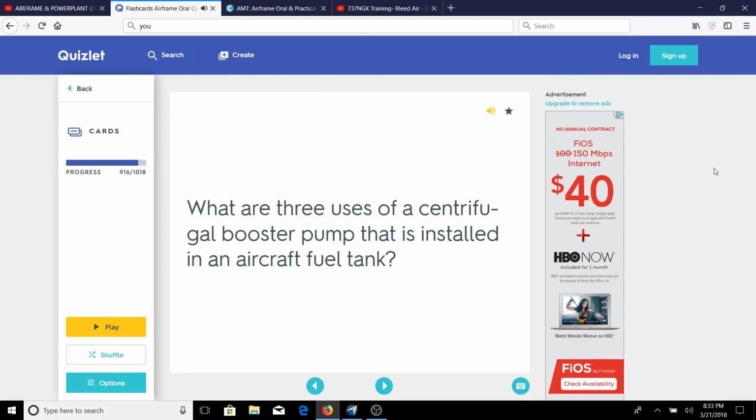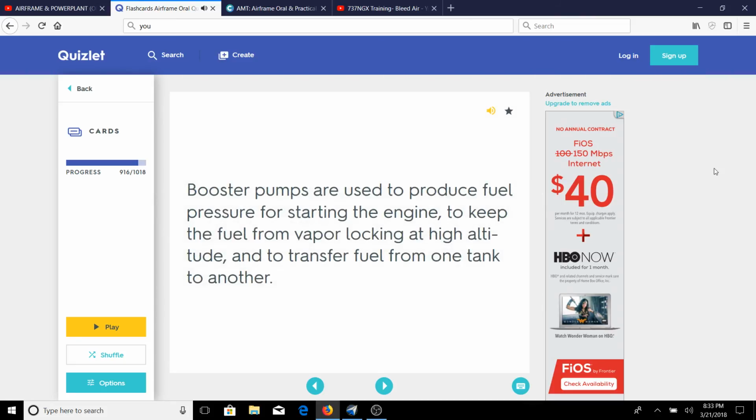What are three uses of a centrifugal booster pump that is installed in an aircraft fuel tank? Booster pumps are used to produce fuel pressure for starting the engine, to keep the fuel from vapor locking at high altitude, and to transfer fuel from one tank to another.